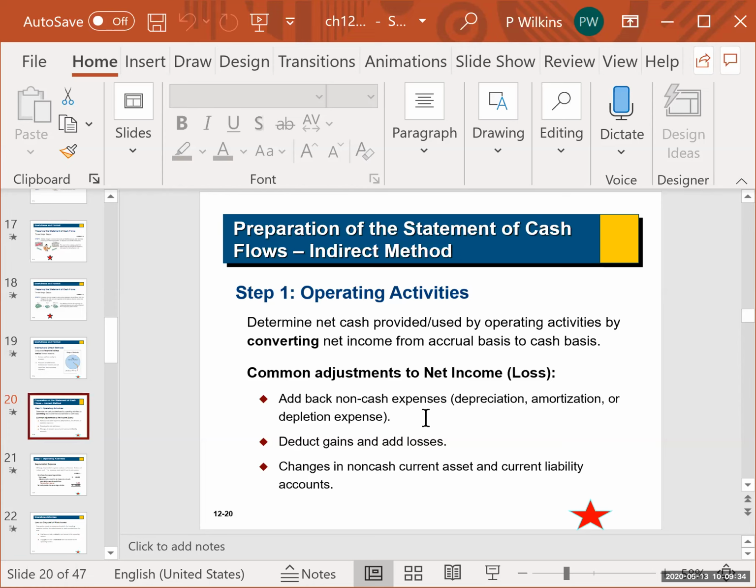With the operating activities, we are determining the net cash provided or used by operating activities by converting net income from an accrual basis to a cash basis. So technically what you're doing is backing out everything you've done the entire year. Everything you've learned to do accrual-wise, you're backing out just to get these cash numbers. So you're going to add back your non-cash expenses: depreciation, amortization, or depletion. You're going to deduct for gains and add for losses. You're going to look at the changes in the non-cash current assets and current liabilities. And that's what that list was that I gave to you.